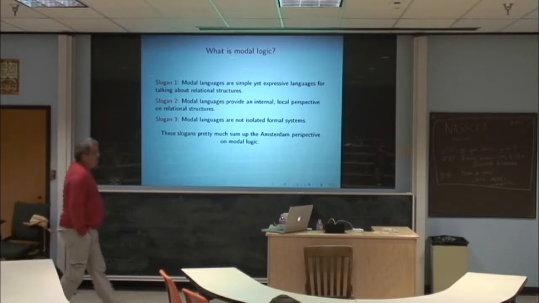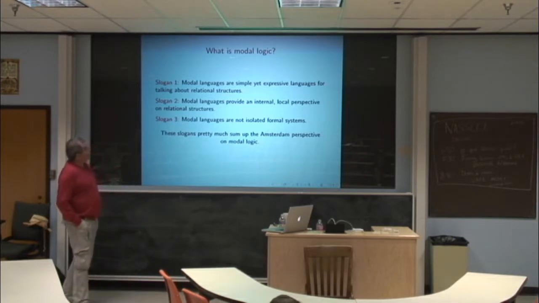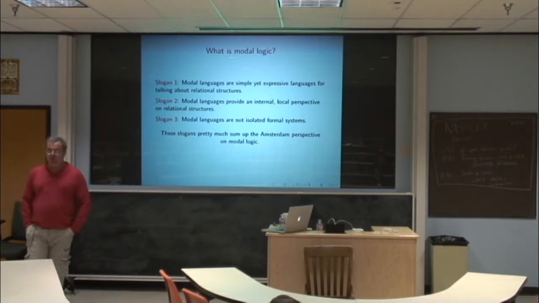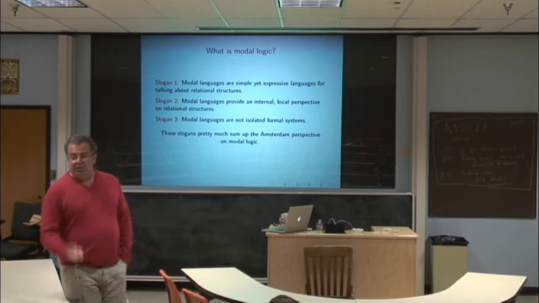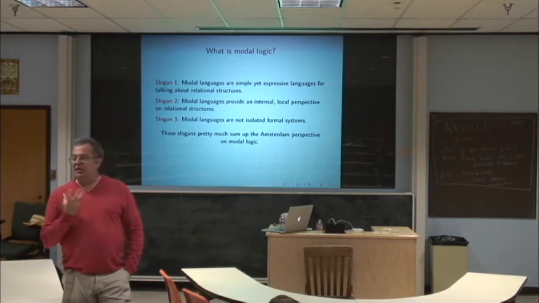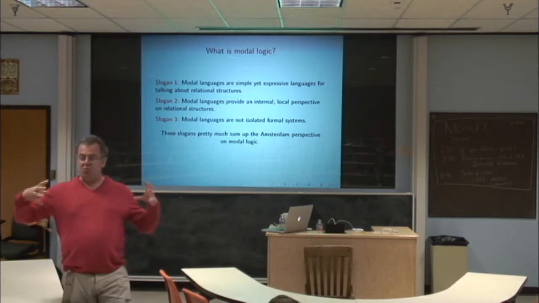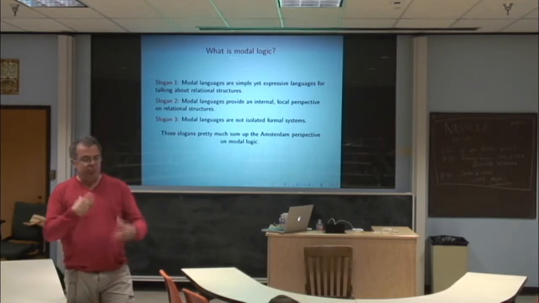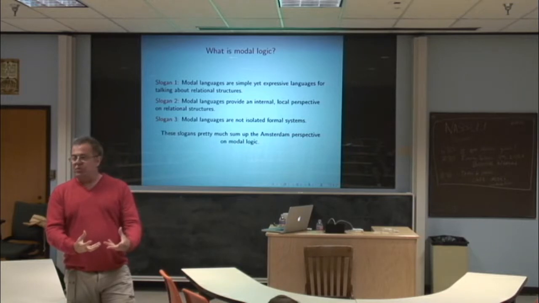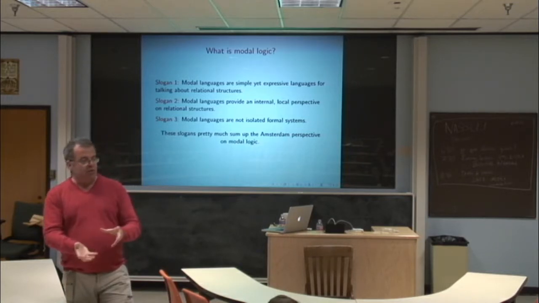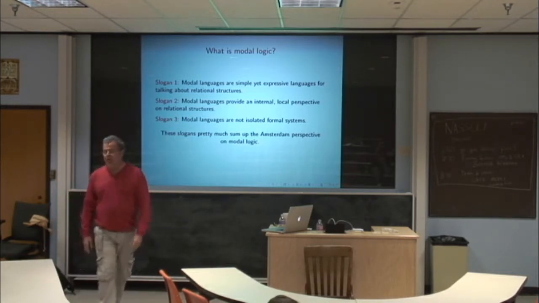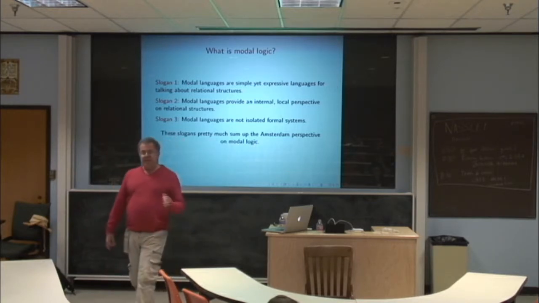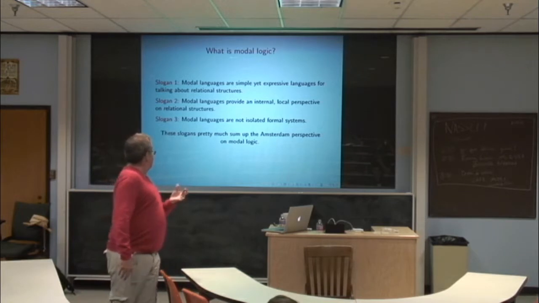Modal languages are simple yet expressive languages for talking about relational structures. That's a really good slogan, except for one thing. If only I'd written it more punchy and said, modal languages are simple yet expressive languages for talking about graphs. Because if I'd said that, I'd have said what I really wanted to say. And in fact, getting you to understand the power of that first slogan and the ubiquity when it comes to applying modal logic is part of what this course is about. Second slogan, and we're going to be hearing a lot more about it today: modal languages provide an internal local perspective on relational structures, graphs.